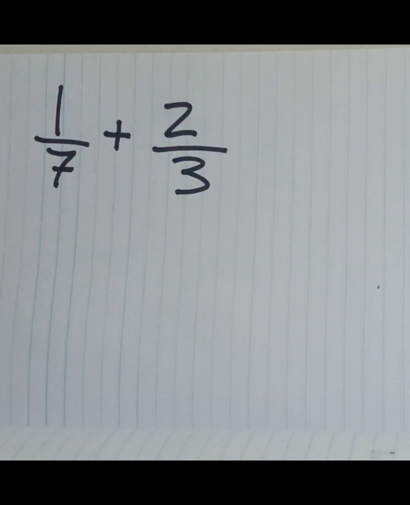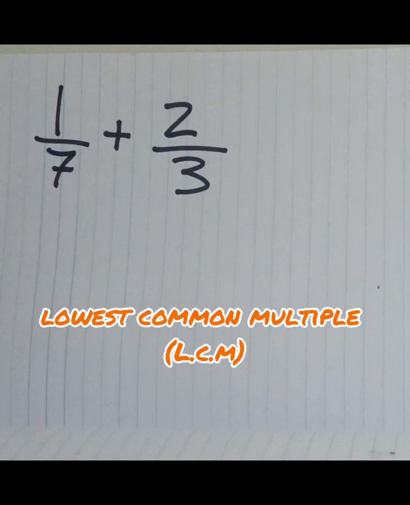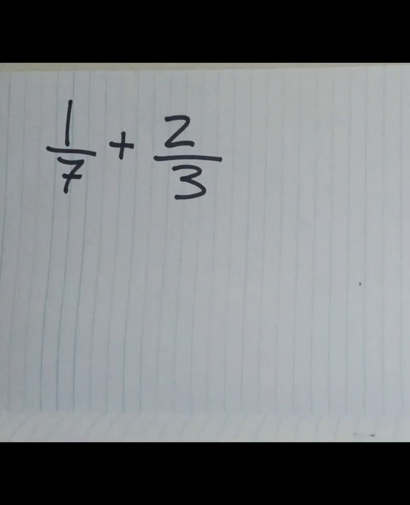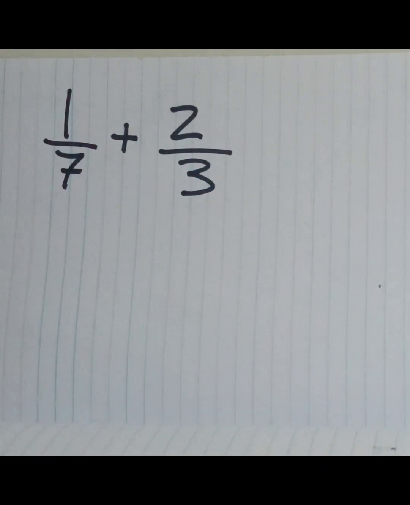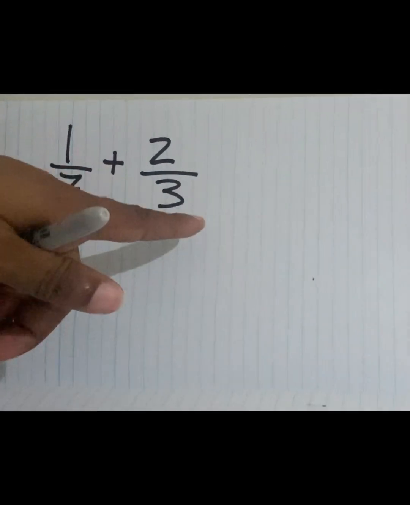What we need to do is find a number that these two numbers can go into without leaving a remainder. As a matter of fact, you want the lowest number. You call that the lowest common multiple. You want the lowest number that both denominators can go into without leaving a remainder. The trick to it is this: always choose the larger number and just write down multiples of that number.